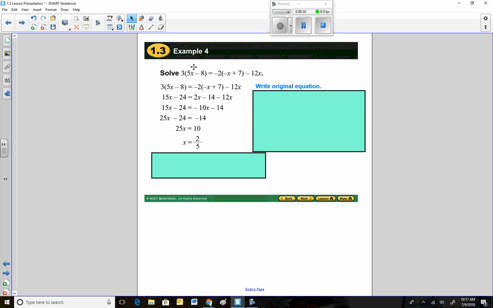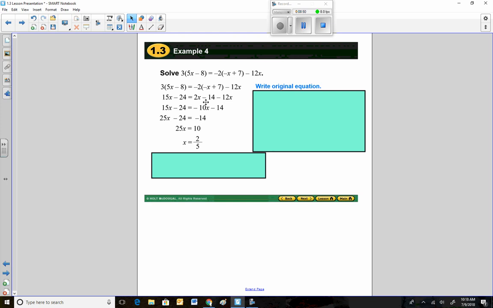All right. Here's another question. It's a little bit more challenging using your old Algebra 1 skills. What happens when you have parentheses? If you remember, you have to distribute. Take 3 times 5x and 3 times negative 8, and you will get 15x minus 24. Take negative 2 times negative x, you get a positive 2x. Negative 2 times 7, you get a negative 14. And then they have a minus 12x, so you bring that down.